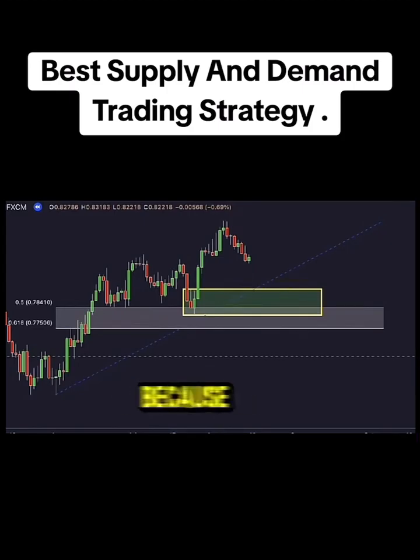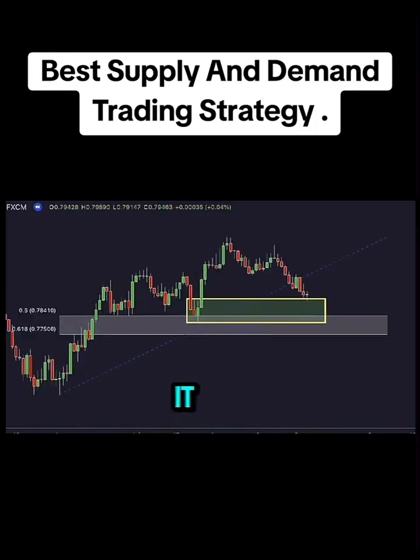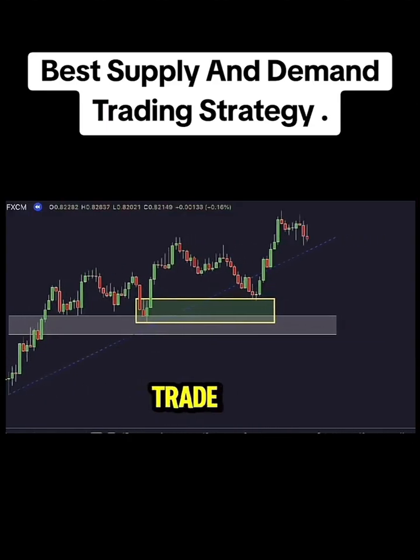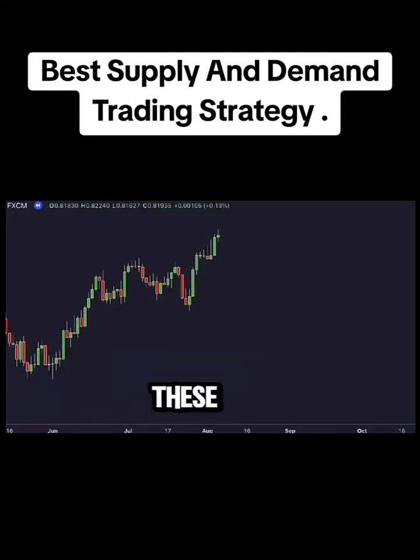Why is this significant? Because these are the areas where the big players, the banks and institutions, are likely to step in. They understand the power of the golden ratio and use it to time their entries and exits. By identifying these zones, you're essentially positioning yourself to trade alongside the big boys rather than against them. Let me share with you my personal strategy for trading these golden zones.